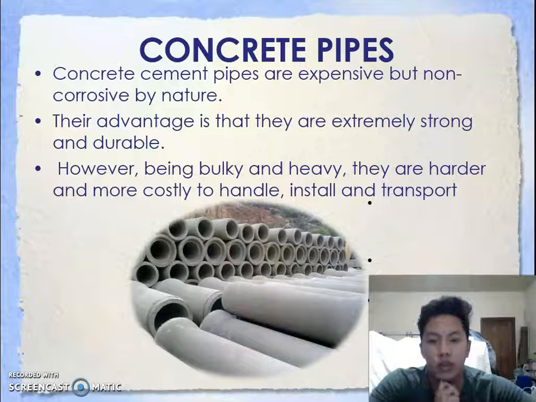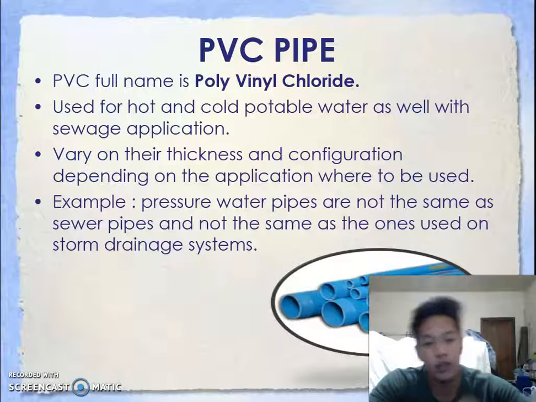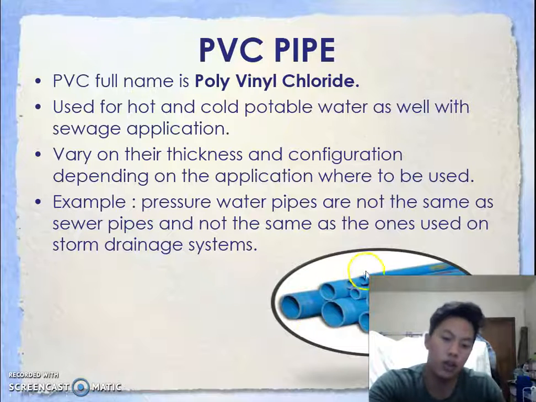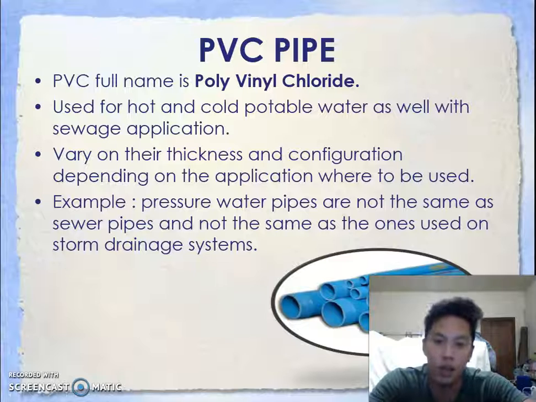And next, the concrete pipes. Concrete cement pipes are expensive but non-corrosive by nature. Their advantage is that they are extremely strong and durable. And the last one is PVC pipe. So this is an example of the PVC we used to use at our home, in blue color. The PVC full name is polyvinyl chloride, used for hot and cold potable water as well as sewage application.